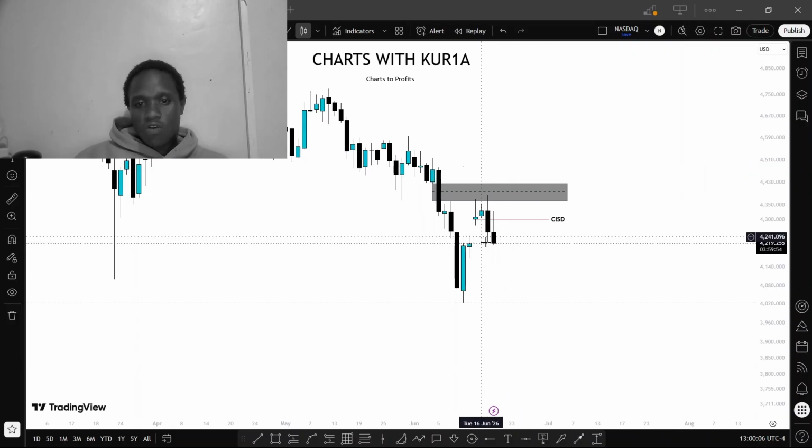So what is my next draw on liquidity? It's either the previous day low, or I go to the 4 hour chart and look for something that I can hunt. So that was my decision. I will go to the 4 hour chart and see what I can get. But first of all, let us also look at silver.